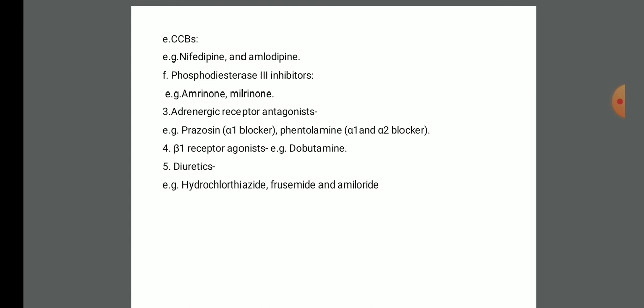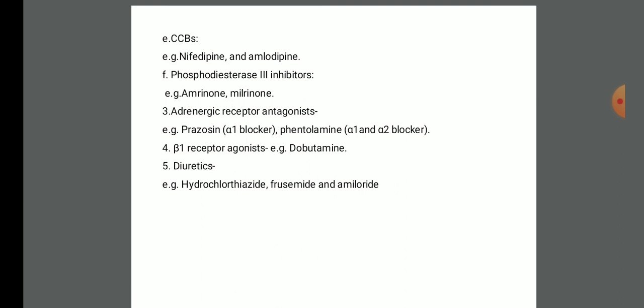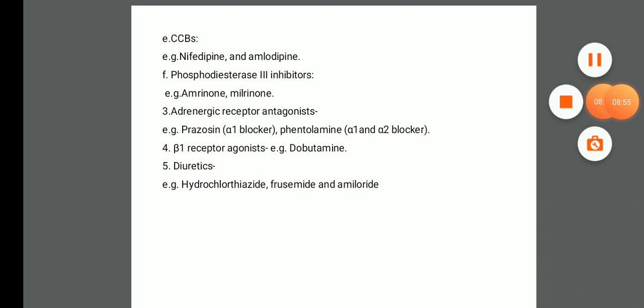Third major class is adrenergic receptor antagonists. Example is prazosin, it is an alpha 1 blocker, and second example is phentolamine, it is an alpha 1 and also alpha 2 blocker. Next major class is beta 1 receptor agonists. Example is dobutamine. And next major class is diuretics. Diuretics are also very useful in congestive heart failure. Examples are hydrochlorothiazide, furosemide and amiloride. Okay, we'll stop here.